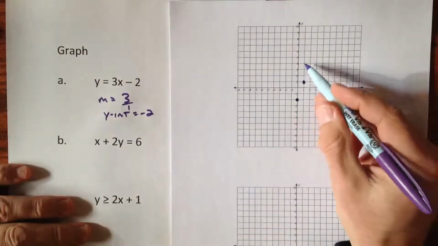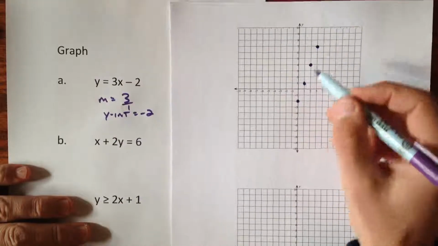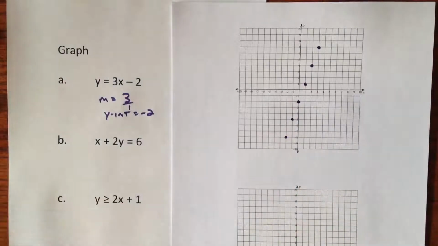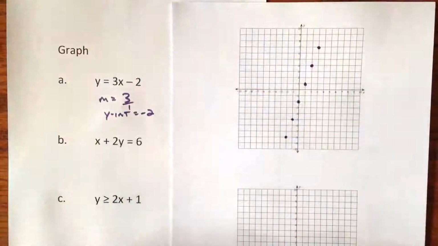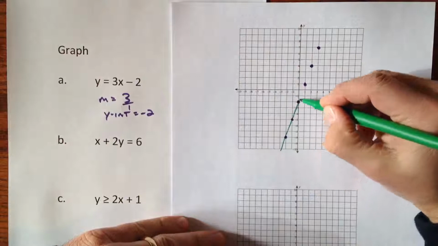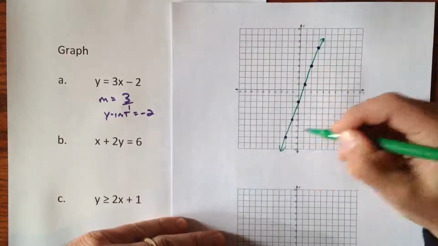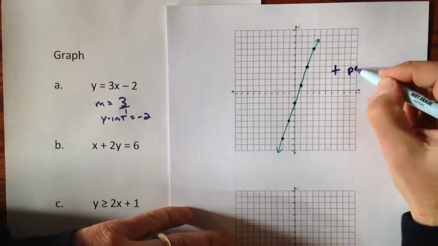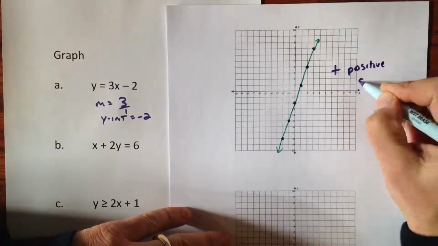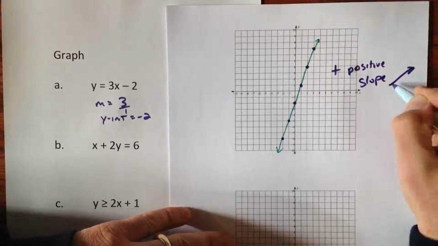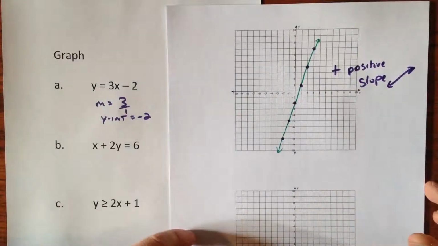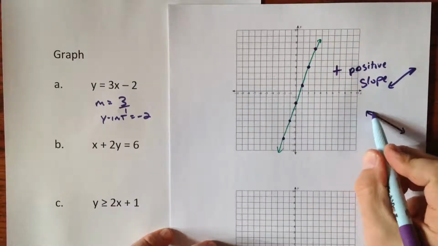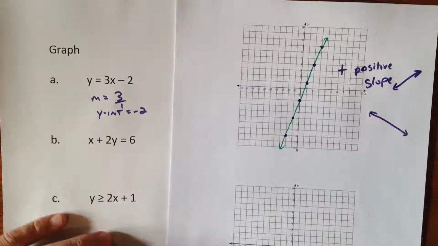So it's positive. So I could go down and left. That would still make the same marker here. So things to check here, make sure you have positive slope. That increases from left to right. Okay, negative slope goes down from left to right.